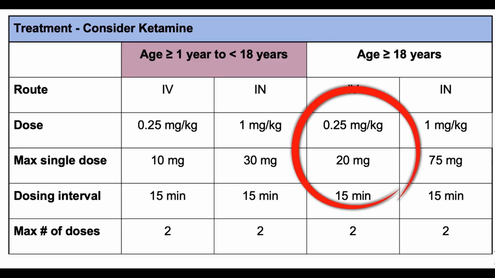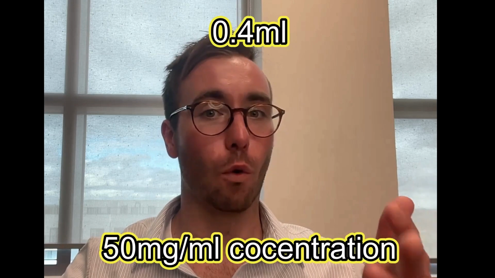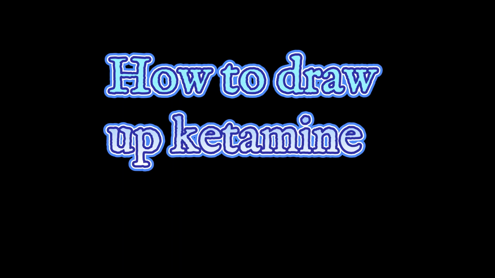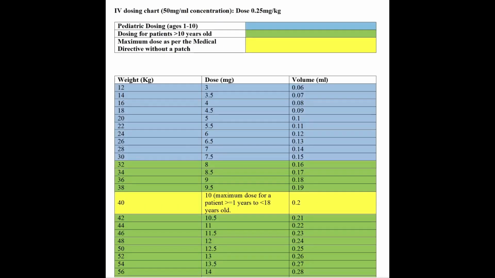So you can decide to give ketamine at this point. This patient's approximately 80 kilos, and if we establish an IV, we can do 20 milligrams of ketamine, or 0.25 milligrams per kilogram. And under our concentration, that's 0.4 mils of a 50 milligram in 1 mil. So to review the different ways you can draw it up, there's multiple different ways. And again, use the dosing chart.